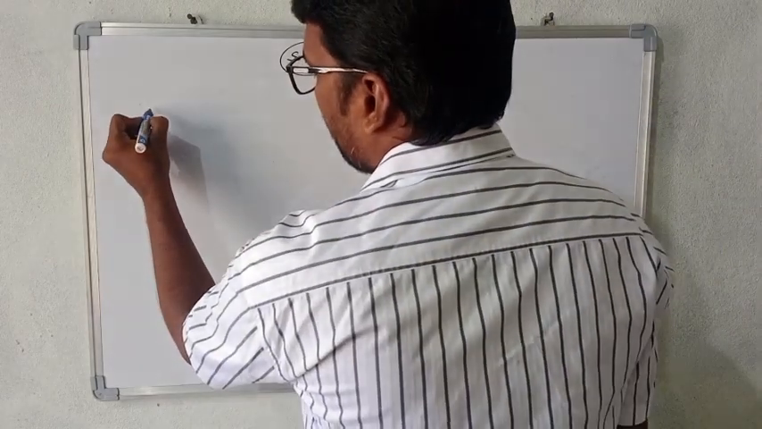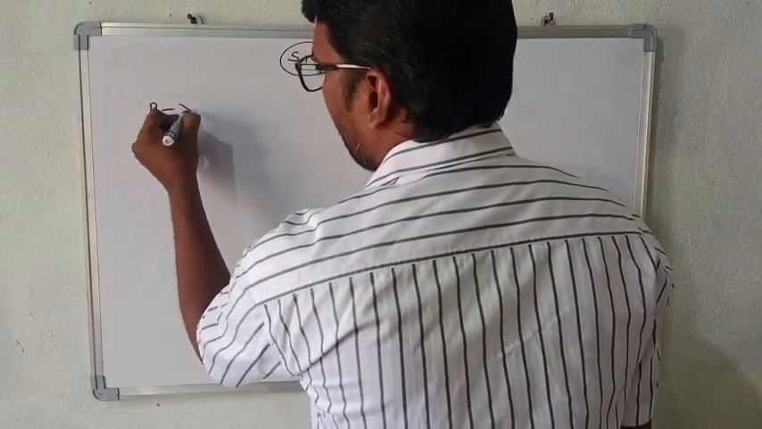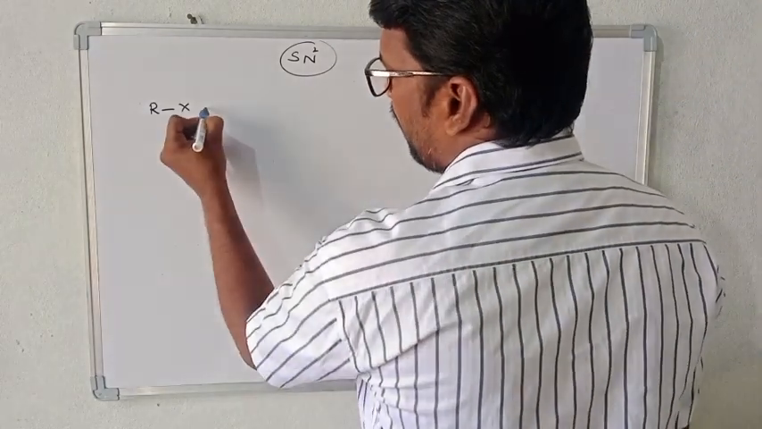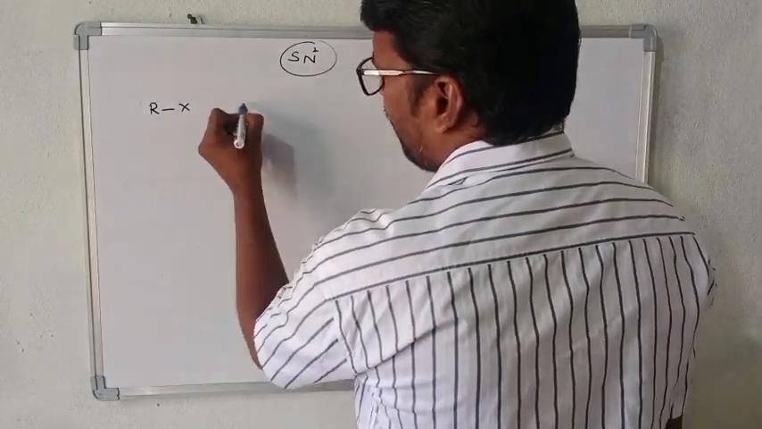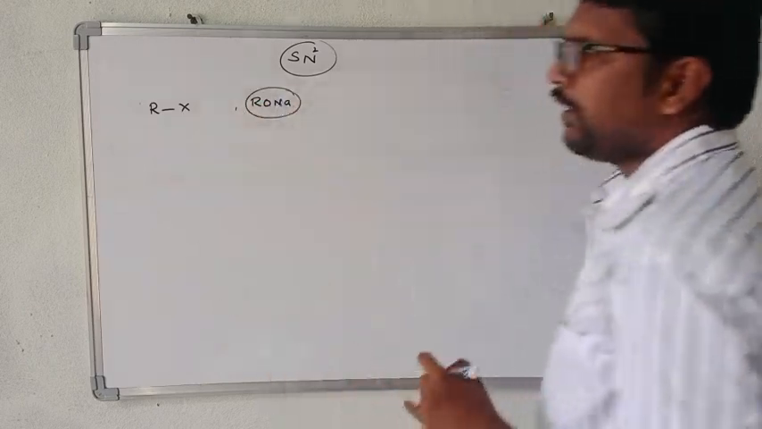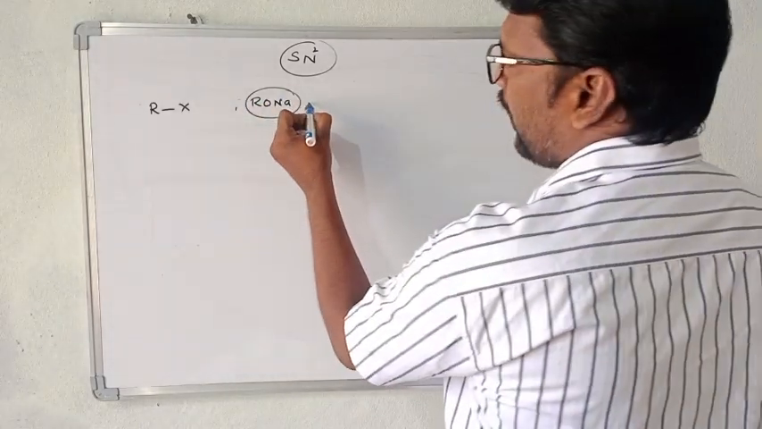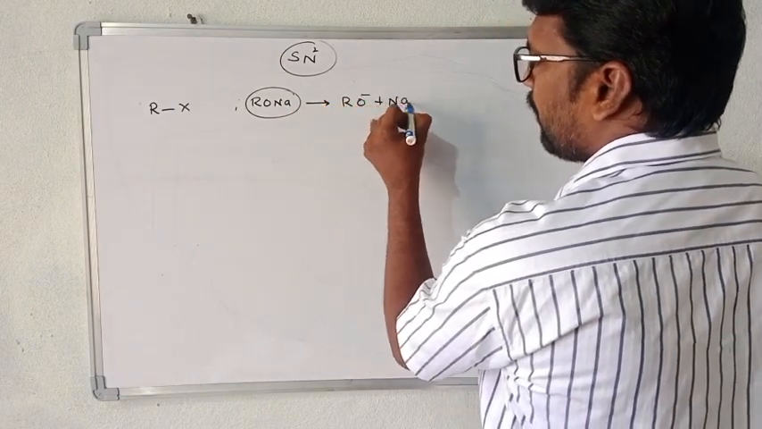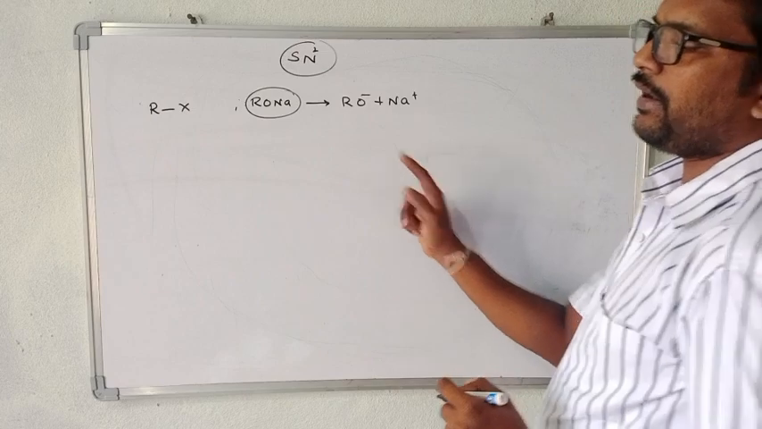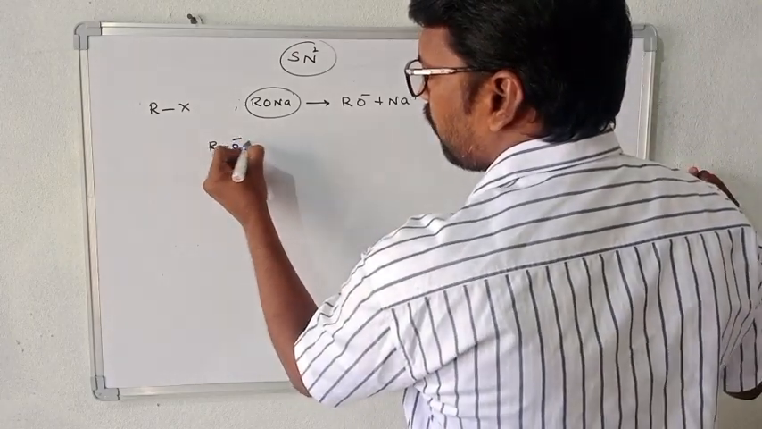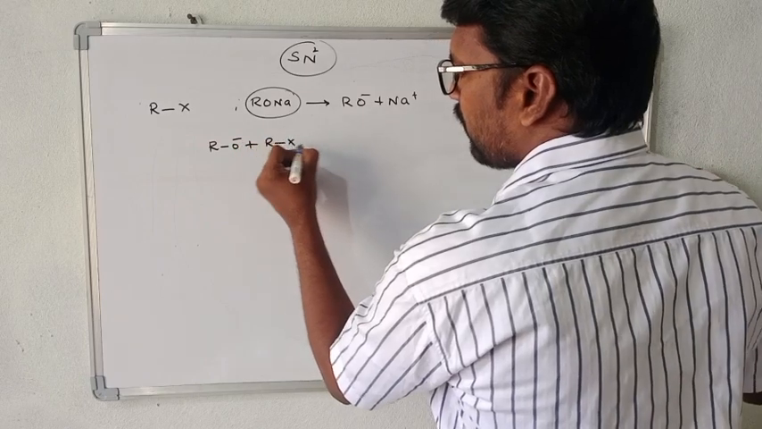So if you write the mechanism, generally we take RX, the alkyl halide, and another one we take RONa, a sodium alkoxide. First, RONa can be present as RO minus plus Na plus. And in the next step, this RO minus is reacted with RX.